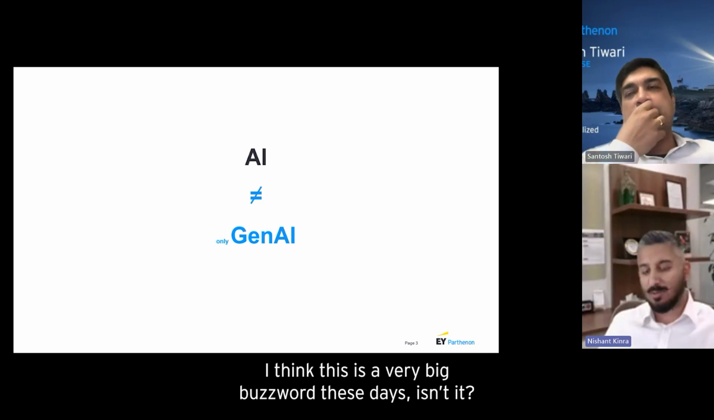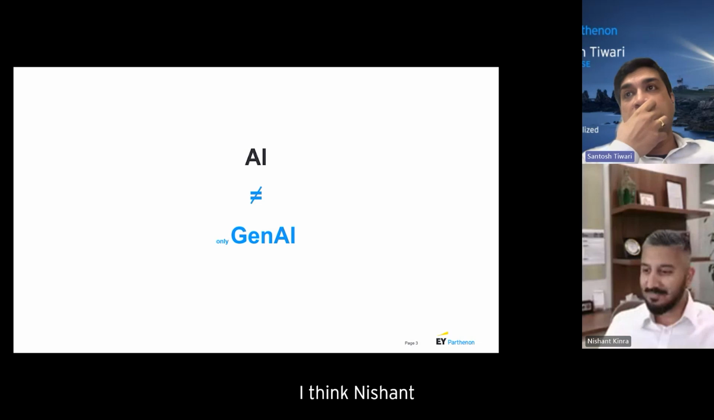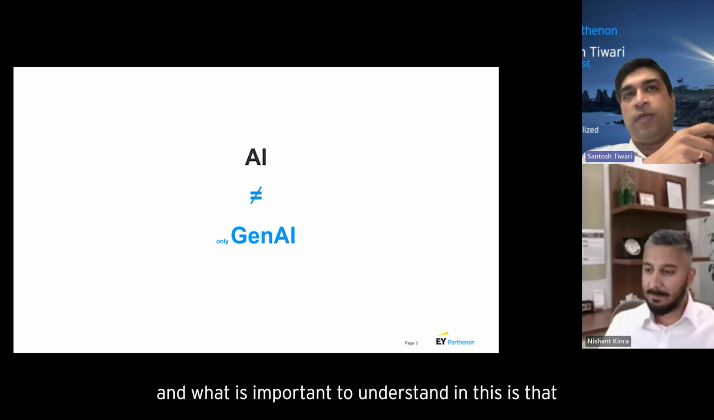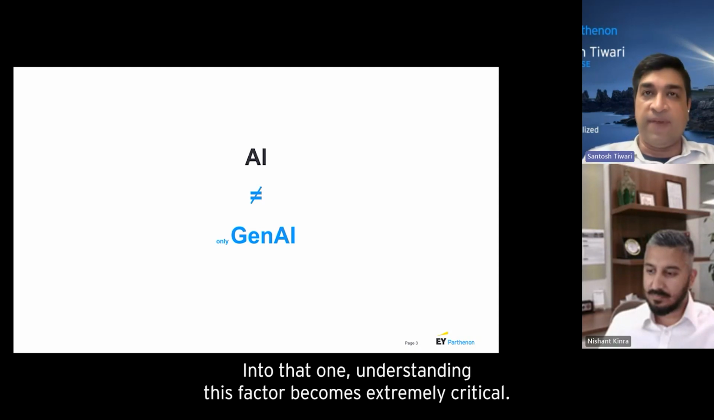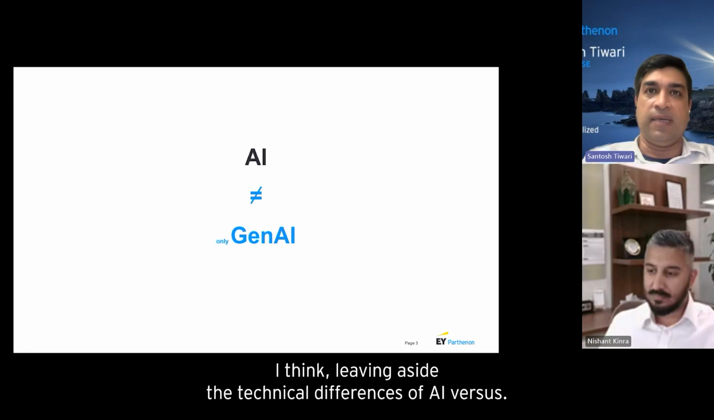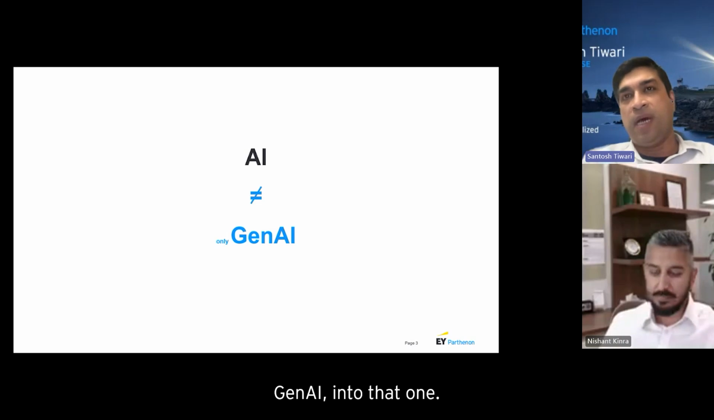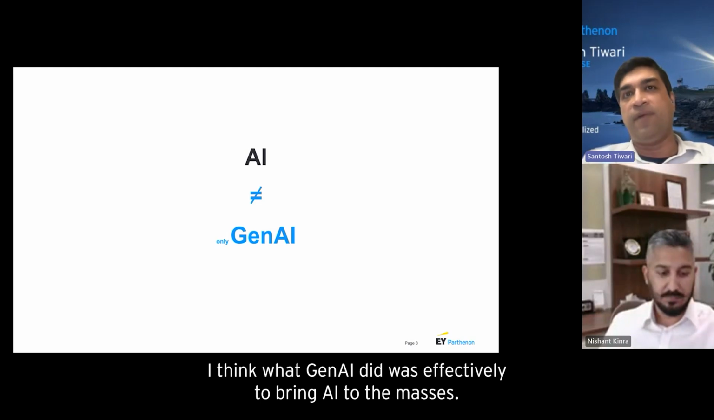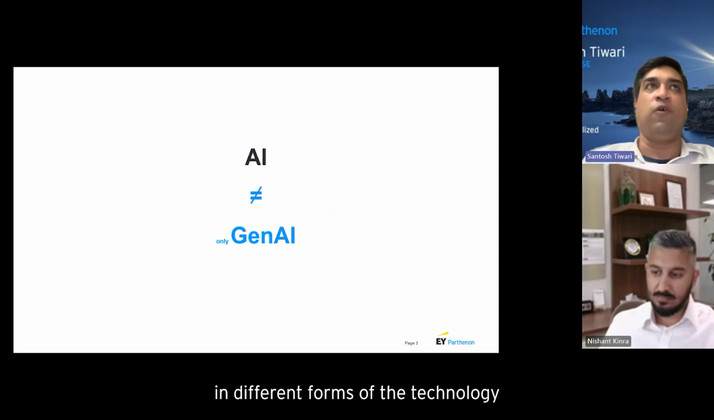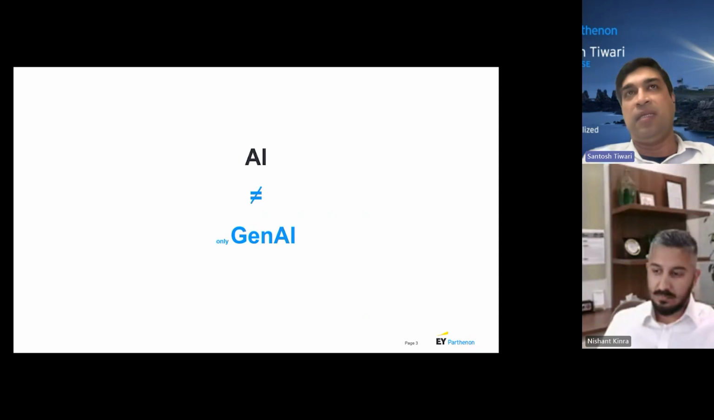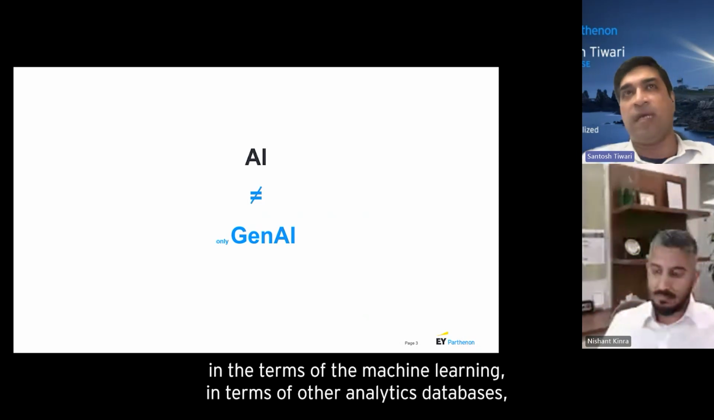I think this is a very big buzzword these days, isn't it? I think, Nishant, it is. And what is important to understand is that whatever discussions we are going to have, understanding this factor becomes extremely critical. I think leaving aside the technical differences of AI versus Gen AI, what Gen AI did was effectively to bring AI to the masses. Right? AI has been there for ages, at least for the last 20 to 30 years in different forms of the technology, in terms of machine learning, in terms of other analytics databases.